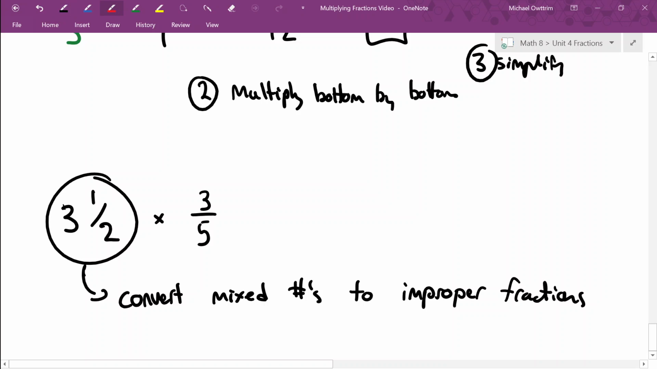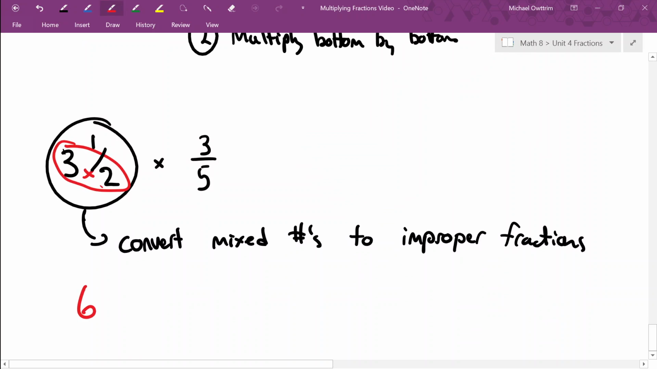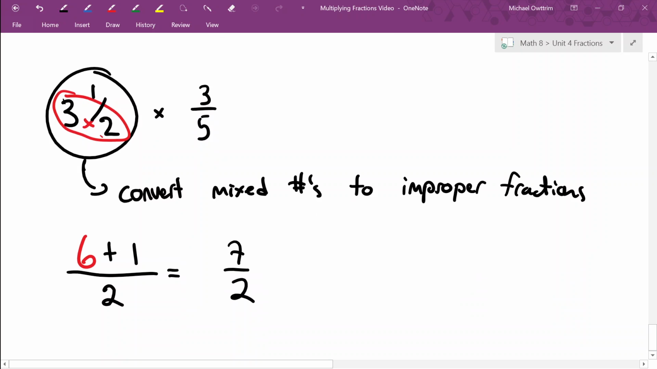If I have 3 wholes and each whole has 2 sections in it, I'm going to do 3 times 2, which gives me 6 sections in those 3 wholes, plus my extra 1 section from my 1/2, and each whole is split into 2 parts. So I'm going to say that mixed number there is actually the improper fraction 7/2.